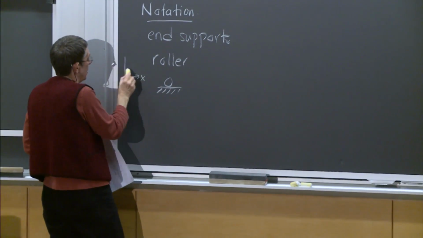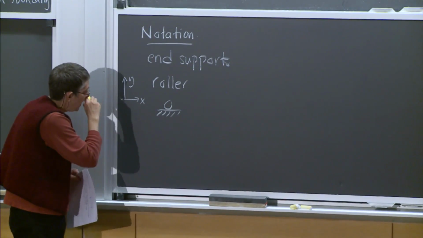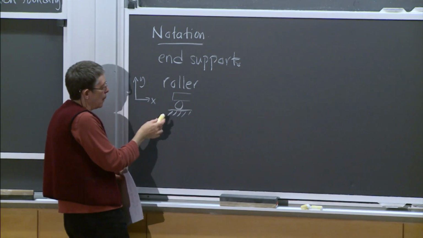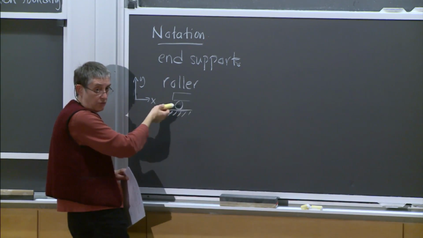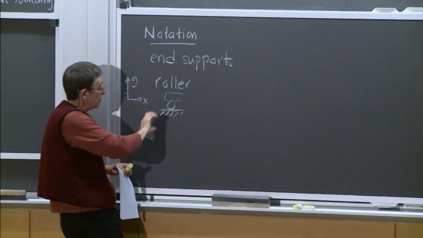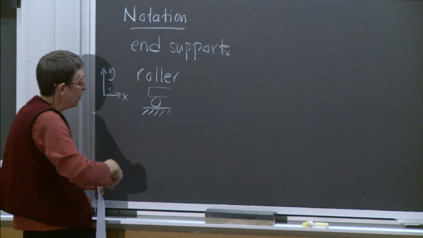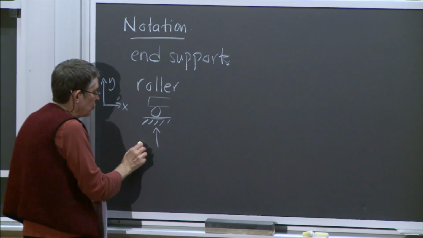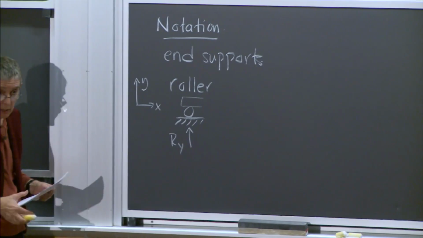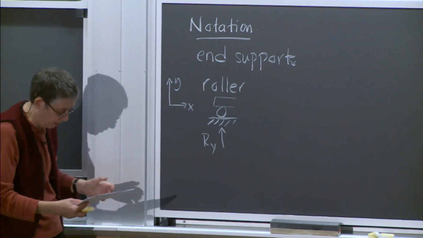If we have x and y directions like that, the roller just means, say my beam was on top of it like that, it's free to slide back and forth in the x direction, so there's no reaction in the x direction. And it's also free to rotate, so there's no moment there. The only reaction we have for a roller is a reaction in the y direction like that. It can't go up and down because there's the ground there.